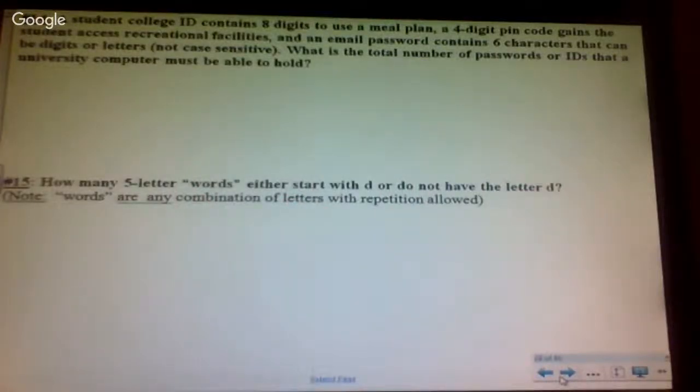Okay. A student college ID contains 8 digits to a meal plan. A 4-digit PIN code gains student access to recreational facilities. And an email password contains 6 characters that can be digits or letters that are not case sensitive. What is the total number of passwords or IDs that a university computer must be able to hold? First thing we need to talk about is your ID. Your ID contains 8 digits. How many digits do we have to offer? 10 available digits. I'm offering 8 of those, so 10 to the 8th power.